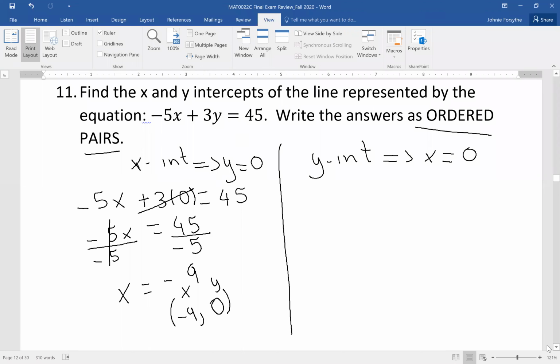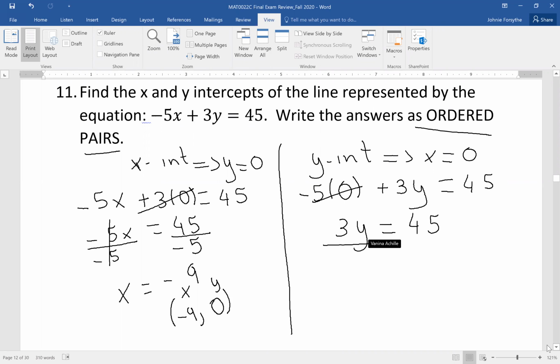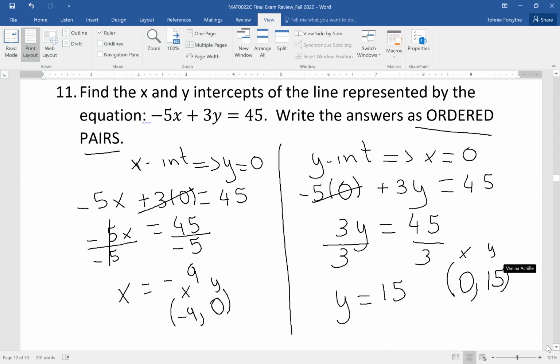I'm going to do the same thing on this side, except this time around, whenever I see x, instead of writing x, I'm going to write 0. This cancels out. Now I have 3y equals 45. Divide by 3 on both sides. So y equals 15. My point is x, y. So my x was 0 because I made it 0, and my y is 15. So these are my two ordered pairs for that line.